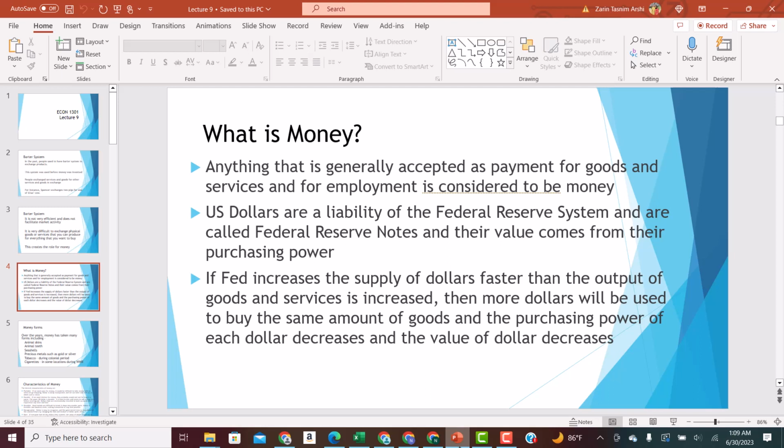Now, in the US economy, the Federal Reserve is the entity that controls the supply of money. If the Fed increases the supply of dollars faster than the output of goods and services, then more dollars will be used to buy goods and services, and the purchasing power of each dollar will decrease, right? So if the supply of dollars increases compared to the demand, then definitely the value of the dollar will go down because there's too much supply of dollars in the market, whereas there's not much demand for it. Okay, so the value will go down.